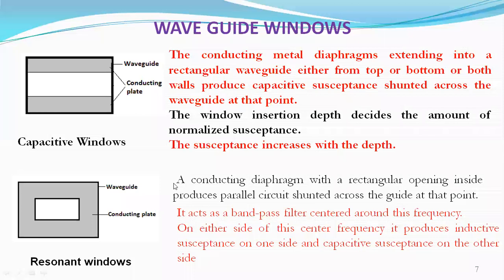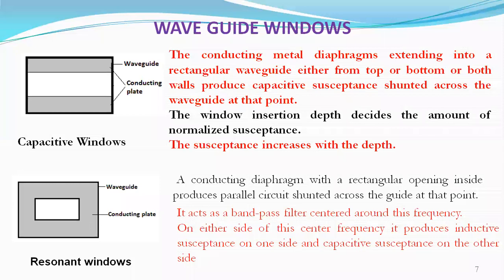Now, what is meant by couplers? For couplers, we have the probes and loops. What is the difference between probes and loops? Probes are inserted on the broader wall of the rectangular waveguide, on top of the broader wall. These probes are parallel to the electric field lines.